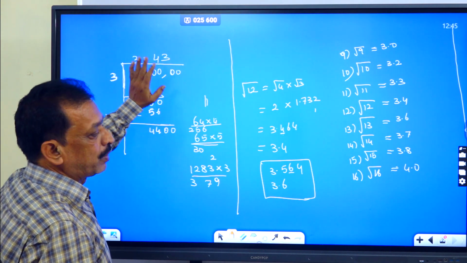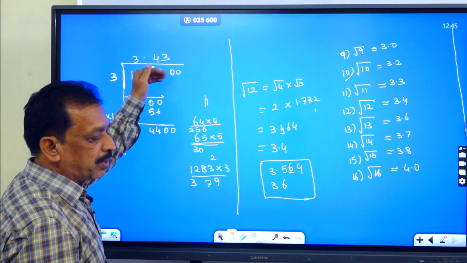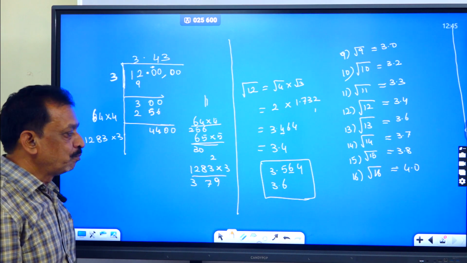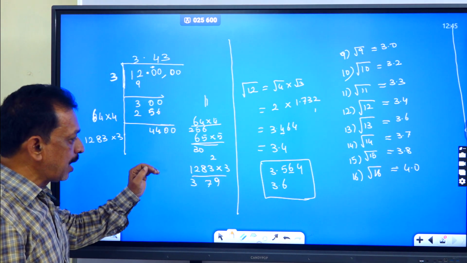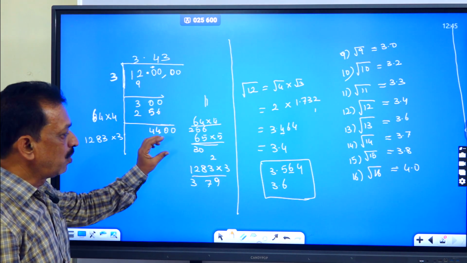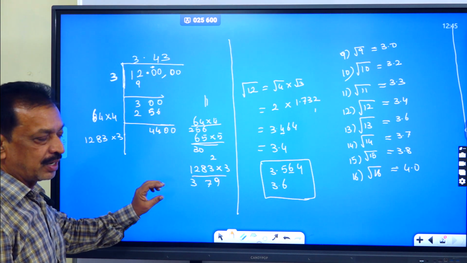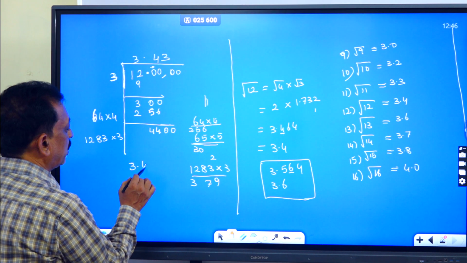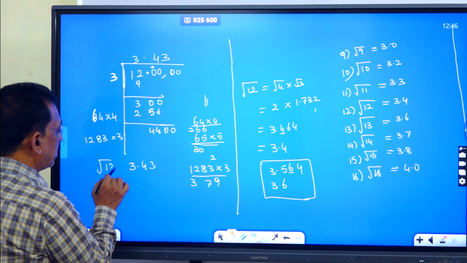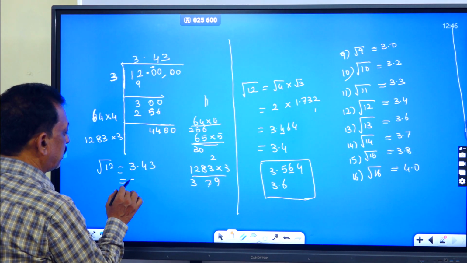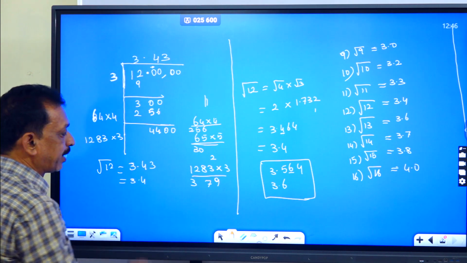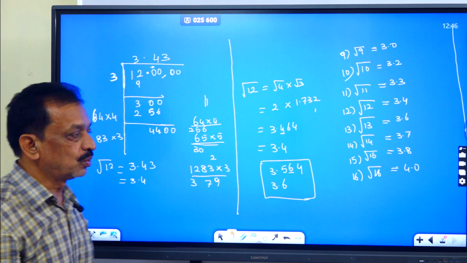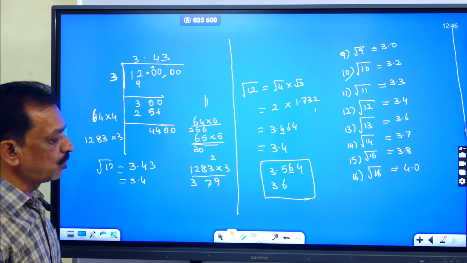A small difference will come. But in objective questions you can accept it, because in options A, B, C, D, if you observe the values, there will be a gap from one value to another value. Understanding? So this value is 3.43, root 12 value. Otherwise you can take 3.4 only, one decimal point I can take. So now it is finding the root values of anything. If you take a bigger number also, no problem.